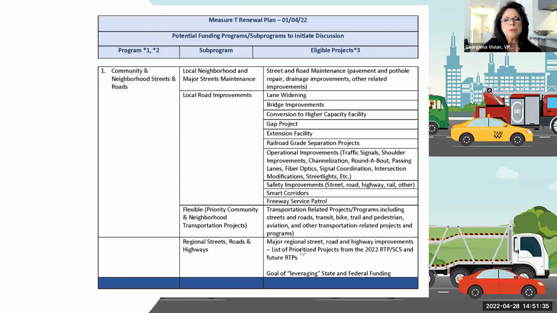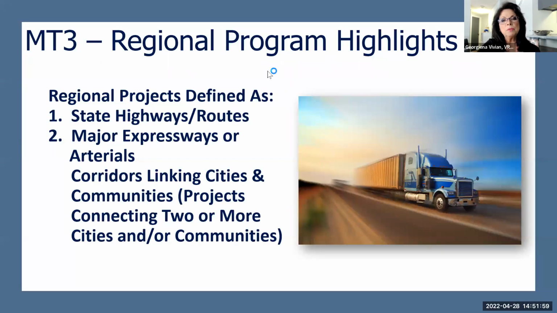So I just wanted to bring up the Regional Streets and Highways program to remind you they are major streets, roads, highway improvements. And they came from the 2022 RTP SCS, and they'll continue to come from future RTPs that are developed over time. And the goal with this funding source is to leverage state and federal dollars to the extent possible. So some of the program highlights are that it would, as we mentioned previously, include all state routes and highways. They would be major expressways or arterials, and these corridors would be linking cities and communities, and they would be considered projects connecting two or more cities and or communities.